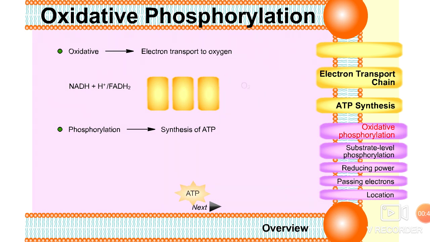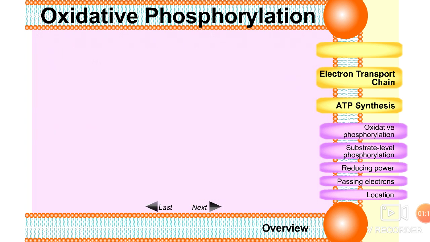During this oxidative mechanism, electrons are transported to oxygen, which is involved in water molecule formation. For this transportation, electrons come from NADH plus or FADH2 and enter into the electron transport chain, finally reaching oxygen, which is involved in water molecule formation. And during this reaction, phosphorylation is carried out, that is, ATP synthesis takes place.